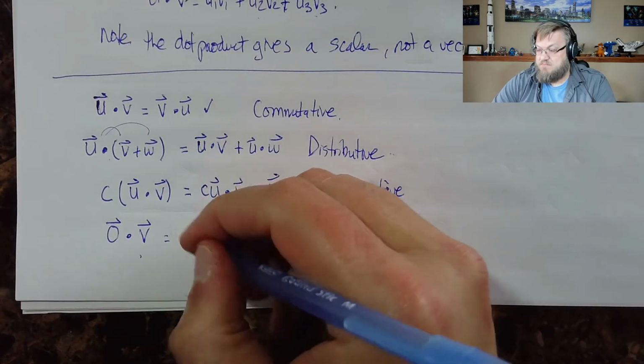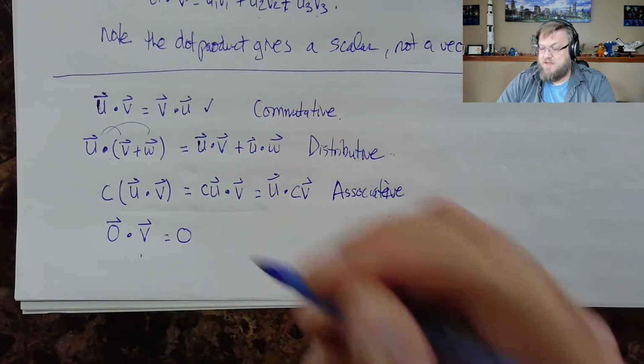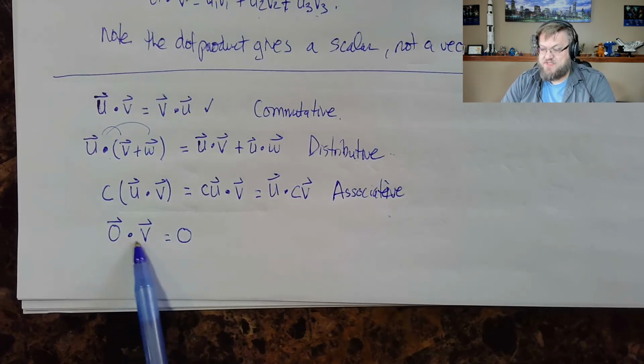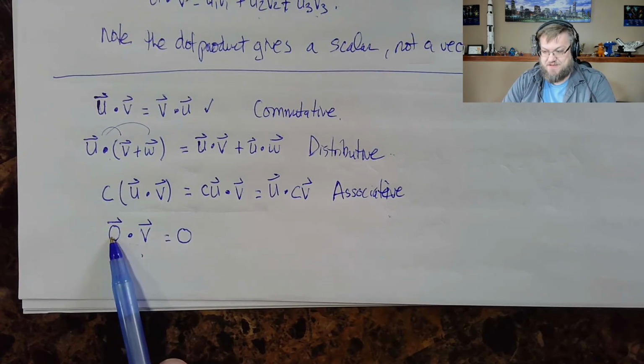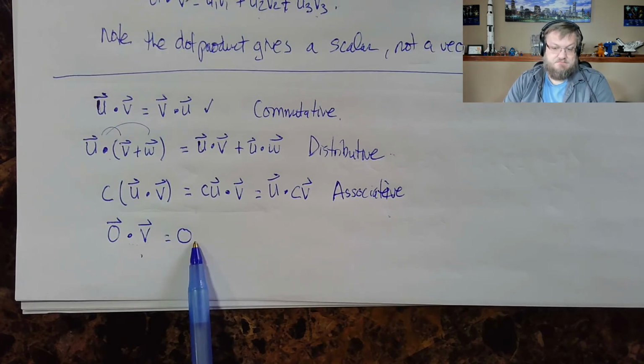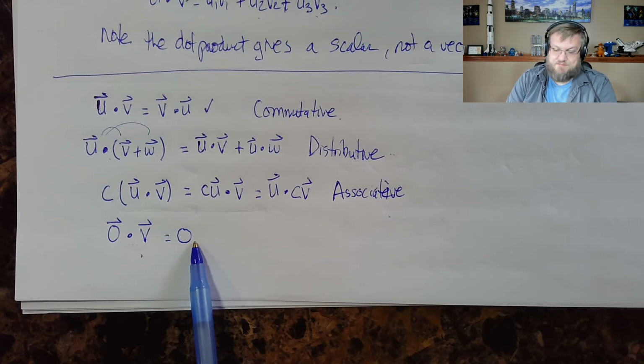So 0 dot v is the number 0. That's a property of multiplication, isn't it? When I multiply something by 0, I should get 0. And even though this is two different worlds, this is a 0 vector dotted with a vector v, I get the scalar quantity 0. So it acts like multiplication.